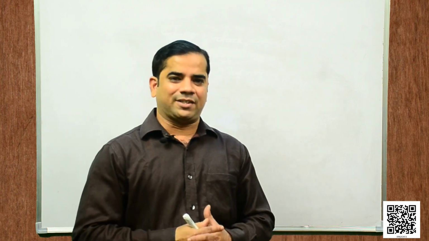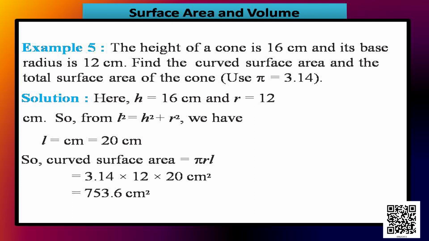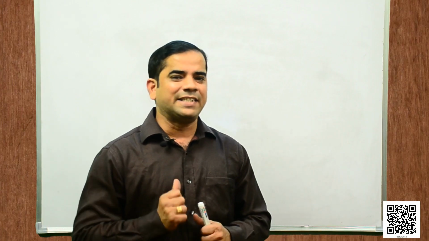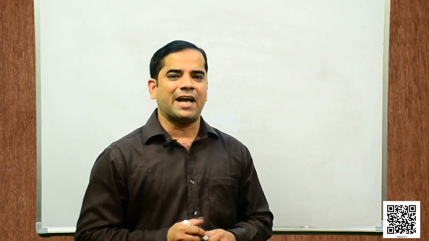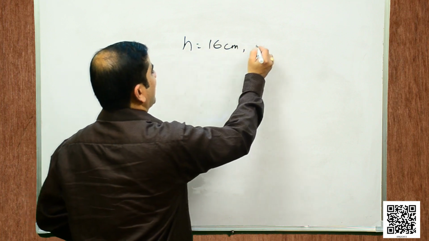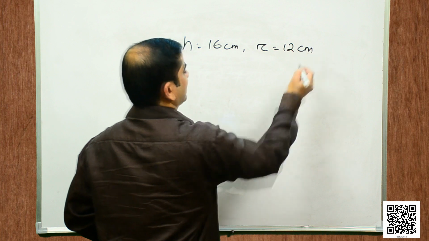Students, let us now discuss example 5. It says, the height of a cone is 16 centimeter and its base radius is 12 centimeter. Find the curved surface area and the total surface area of the cone. The question is instructing that pi should be taken as 3.14. Let us now begin with the solution. Here height is given as 16 centimeter and the radius is given as 12 centimeter. So h is equal to 16 centimeter and r is equal to 12 centimeter.